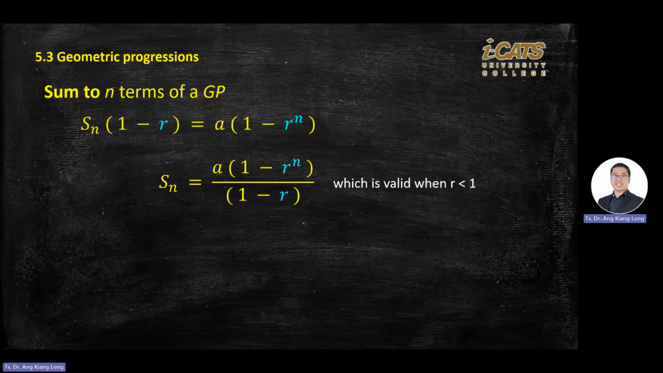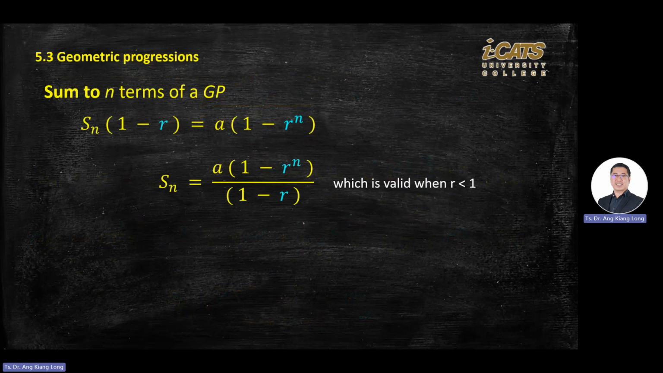Second equation, what happens if your R is more than 1? It becomes a negative value already. If you add data together, you cannot get a negative value. If you add 1 plus 2 plus 3, you cannot, right? So you cannot get a negative value. It's not logical if your R is less than 1. Understand? This equation only applies when your R is less than 1, meaning the ratio is less than 1.